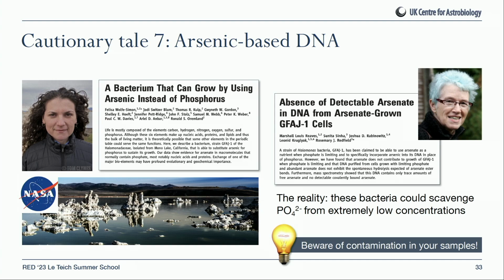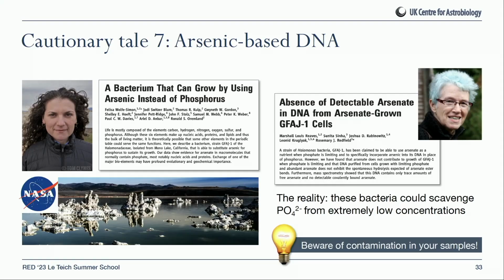And it was isolated from Mono Lake in California, which is this very extreme environment with a lot of arsenic in the water. When other scientists tried to replicate this finding, they found that in fact these bacteria were very good at growing with very, very low levels of phosphorus, but they weren't using arsenic in place of phosphorus. And in the experiments in which this paper had claimed no phosphorus was present, there was actually some phosphorus present, and that's what the bacteria were using. So these bacteria could scavenge phosphate from very, very low concentrations, which hadn't been picked up on in the analyses. So beware of contamination in your samples, in this case from phosphorus, and beware of the detection limits of your instrumentation.